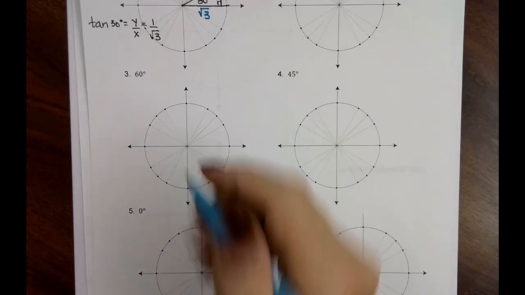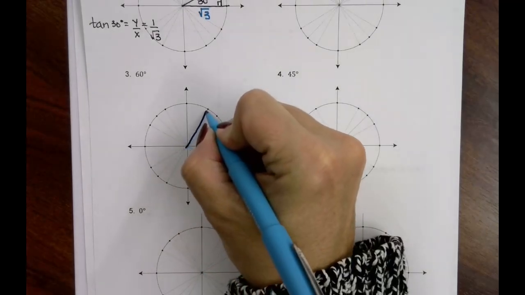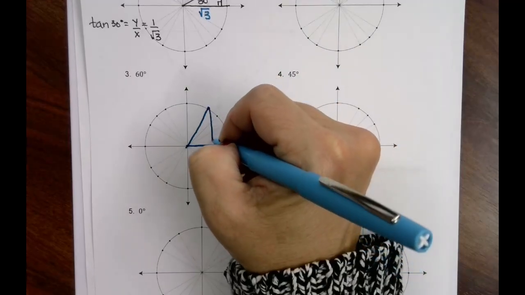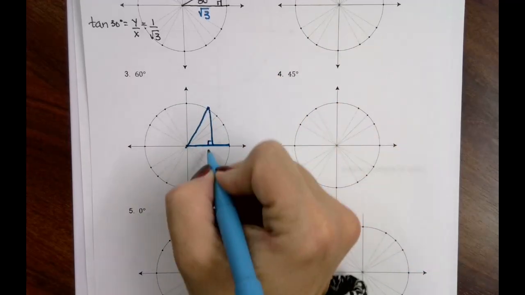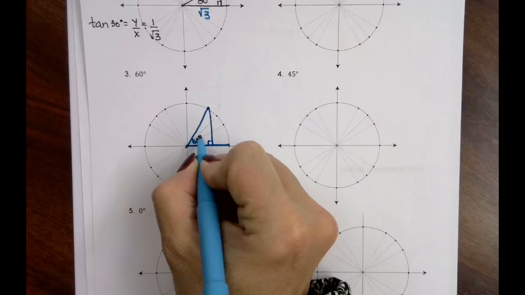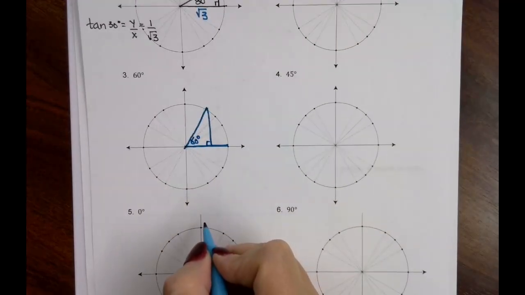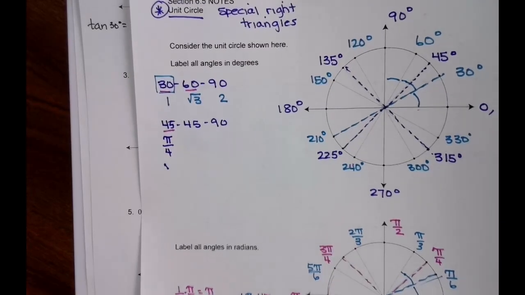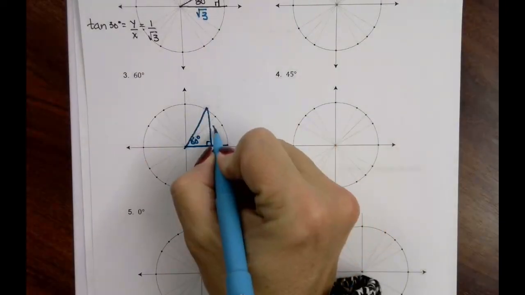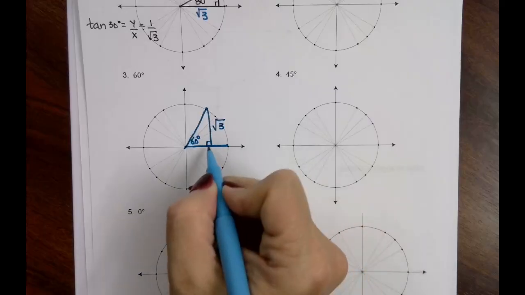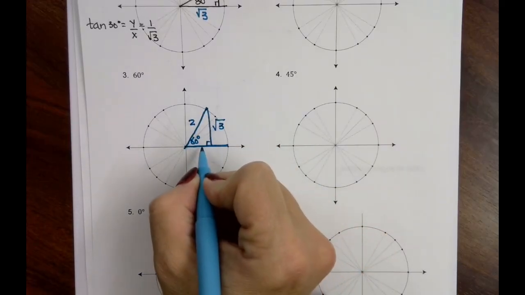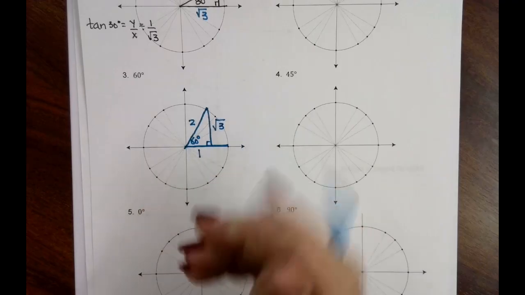Okay? So 60, I know that happens right here. So if I want to find my right triangle, I drop the vertical. So this is my reference angle of 60 degrees. And again, if I go back to my special triangles, 60 corresponds to square root of 3. So this value this time is the square root of 3. 90 stays the same. This is still 2. And this x value here is still 1.